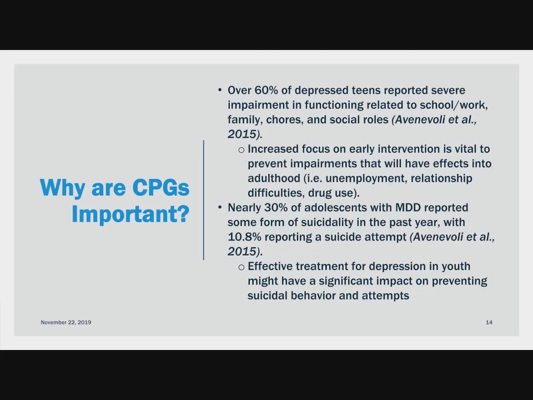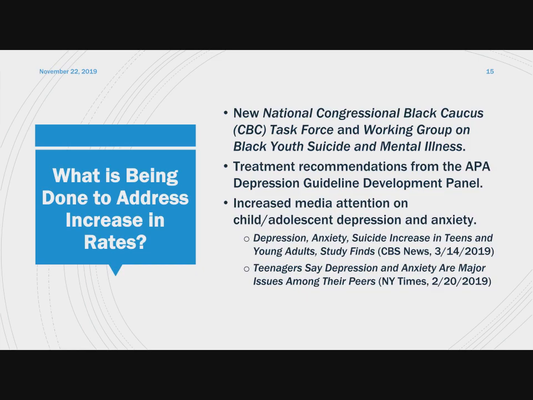As we know about teen depression, it has significant impairment in functioning related to school and work and their social roles. So we think about the need for early intervention in order to prevent impairments that go on to have further impact into adulthood. We also want to treat depression to prevent suicidality. Nearly 30% of adolescents with major depression reported some form of suicidality in the past year. So it's important both to prevent the impairment with depression as well as for suicide prevention.